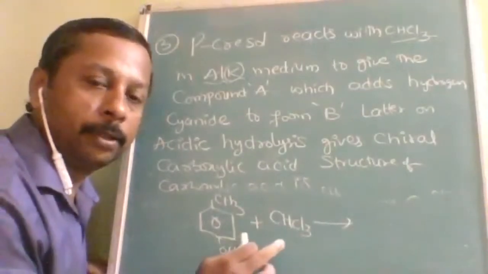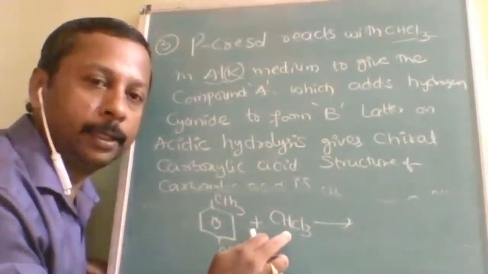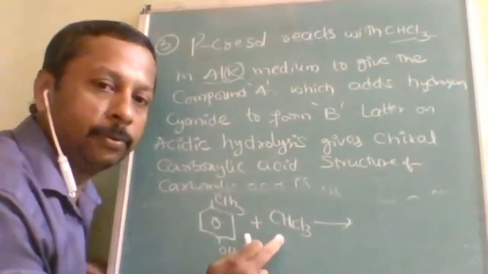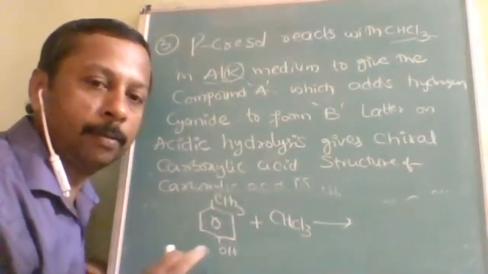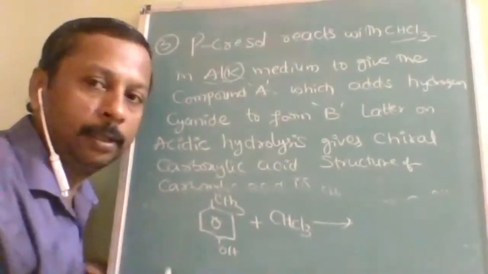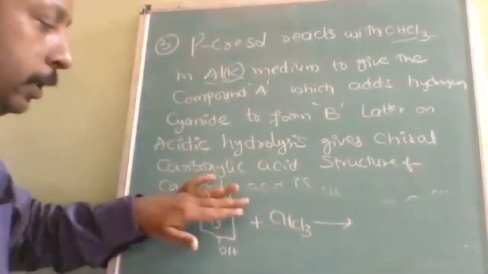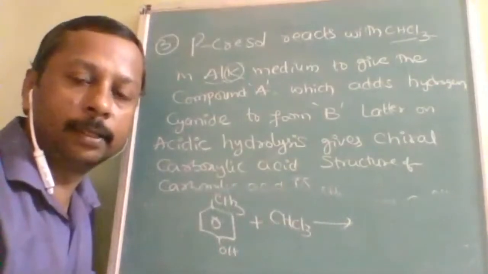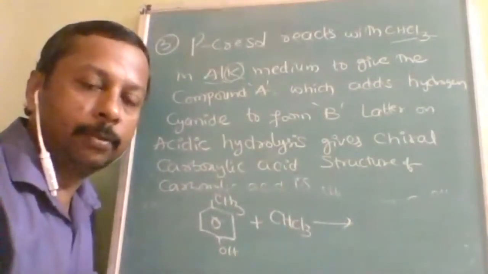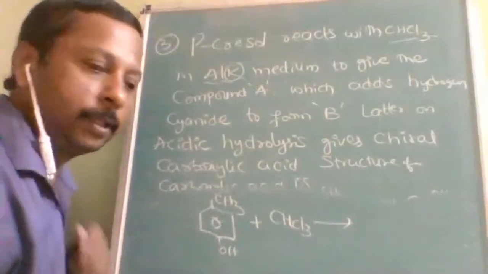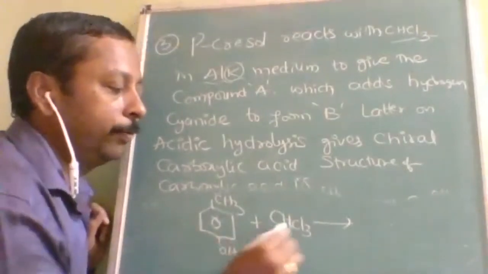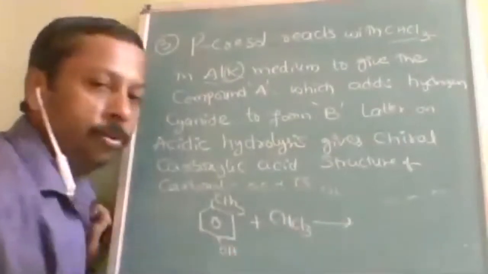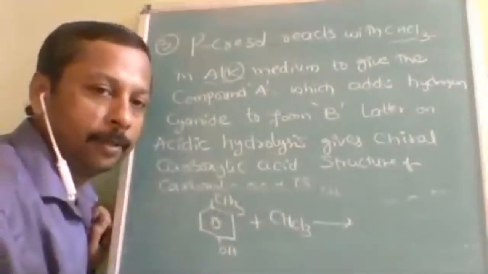There are two types of reagent. If it is CHCl3, then aldehyde will be formed, and if it is CCl4, carboxylic acid will be formed. The products are called salicylaldehyde and salicylic acid, Reimer-Tiemann reaction. But let us not go into depth of that. Right now, it will form aldehyde, at the ortho position with respect to OH, not with respect to methyl.